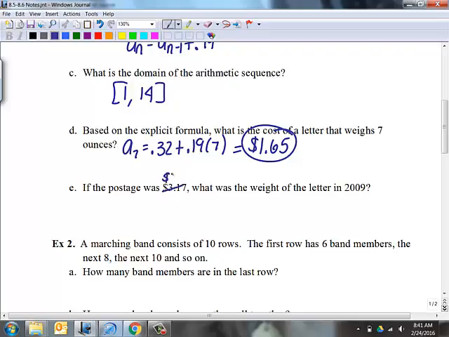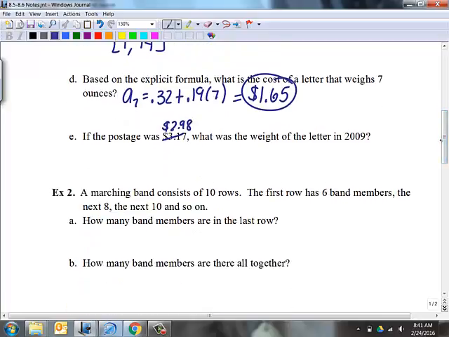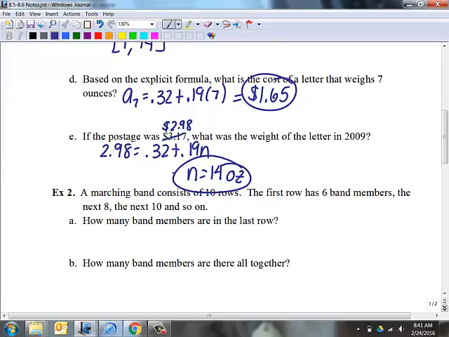And then the last one gives you the price. Yours says $2.98. So if the postage is $2.98, what was the weight of the letter? So the $2.98 goes in for AN, and you're looking for N. Okay, so you just solve this down for N, subtract the 0.32, divide by 0.19, and you get 14. Okay, and that's 14 ounces then. Any questions there? Are we good with that kind of problem?